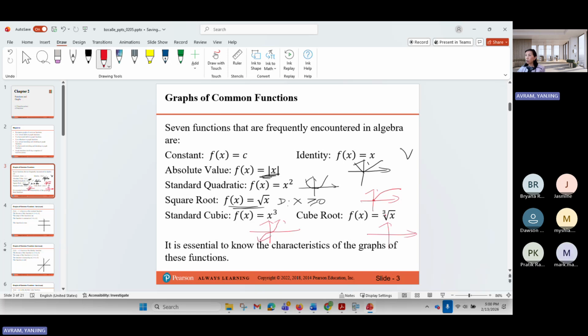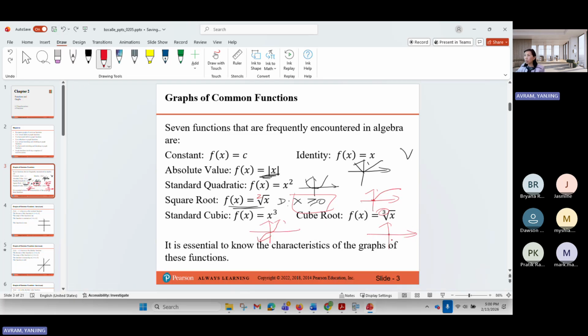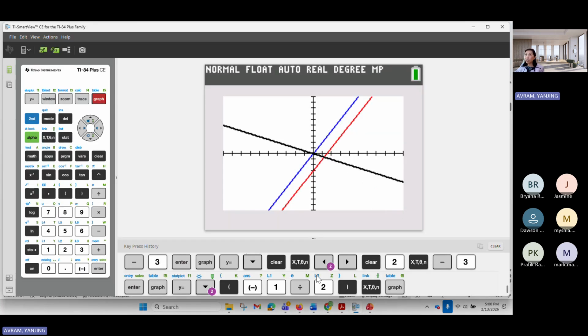Same thing as the cube root. So cube root is an odd root, and x can be anything. Square root is an even root, so the domain has to be greater than or equal to 0. But this one is a cube root, so x can be anything. You can have this one to the left and also to the right. And if you really do not know all these graphs, you can put them in a calculator.